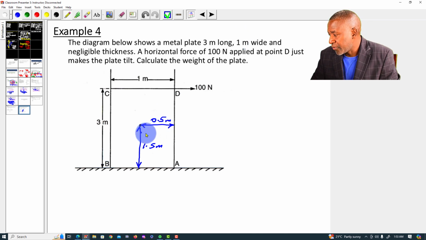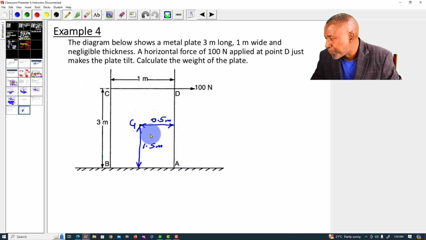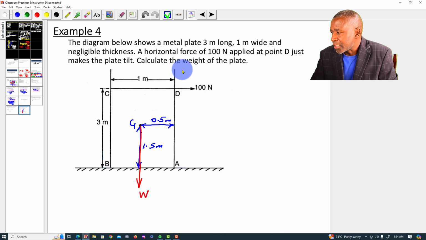Next, we know that since we have been able to determine that this is the center of gravity, or the G, then it means that the weight of this object acts through that point. So it acts through this point. So this is the weight of the object, and it is what we have been asked to calculate. Calculate the weight of the plate. Let's call it W.